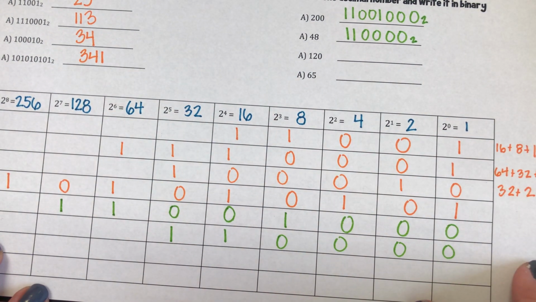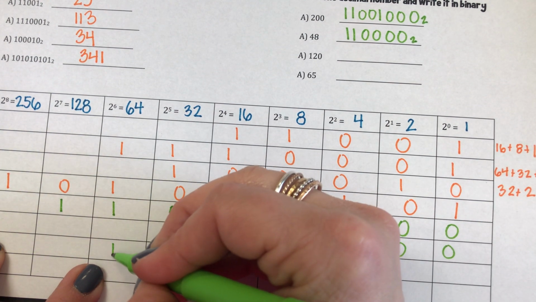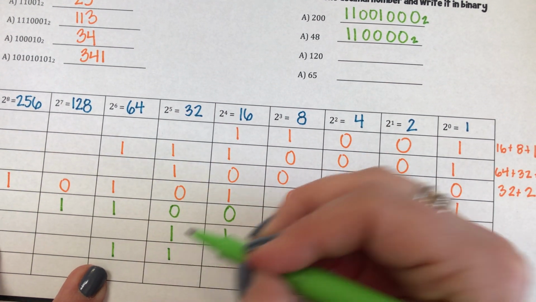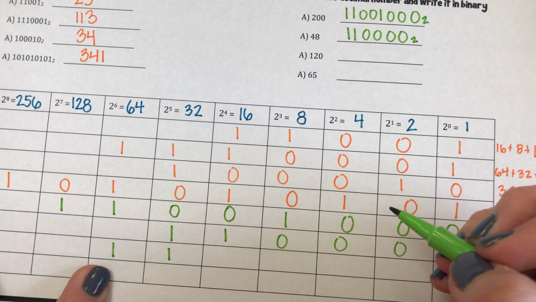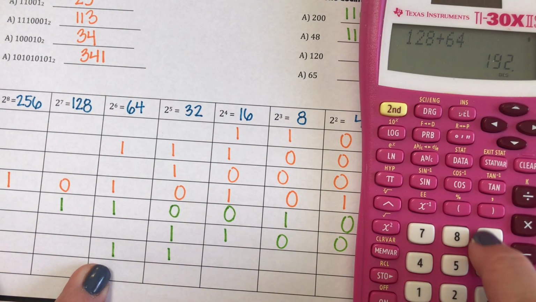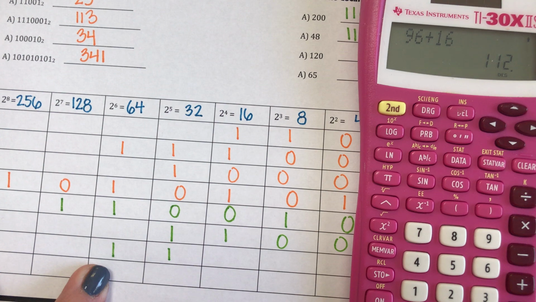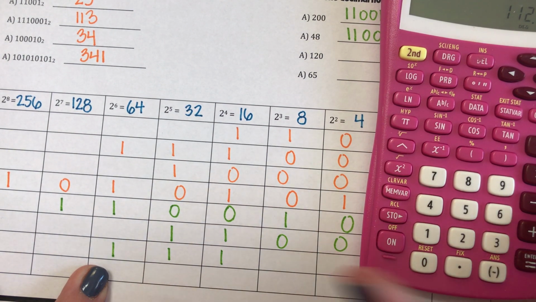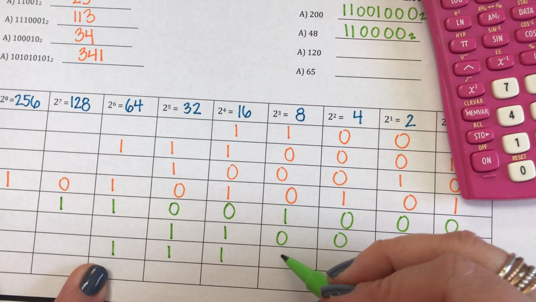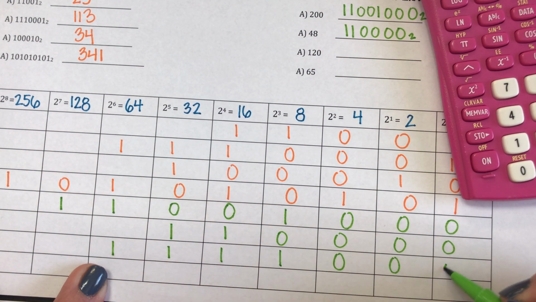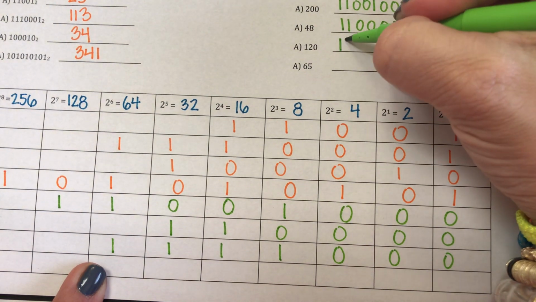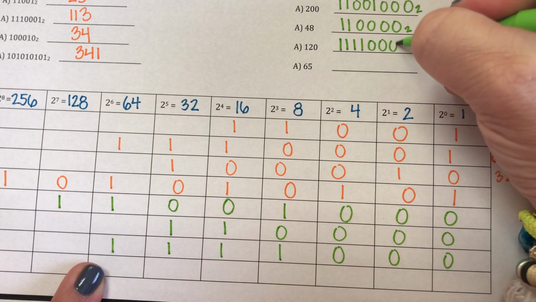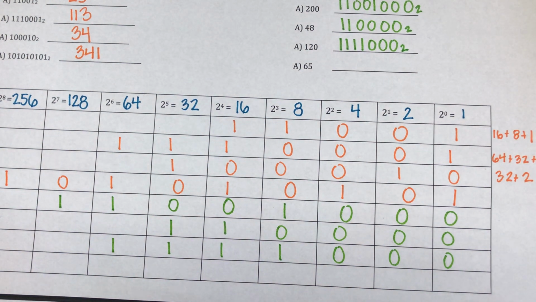Okay, 120, let's look at it. I can do 64 and 32, that's 96. So can I add a 16? Yes, that's 112. So what am I missing? Another 8. So 1, 1, 1, 1, 0, 0, 0. I'm going to put a little 2 to show that that's the binary. And that's my code.